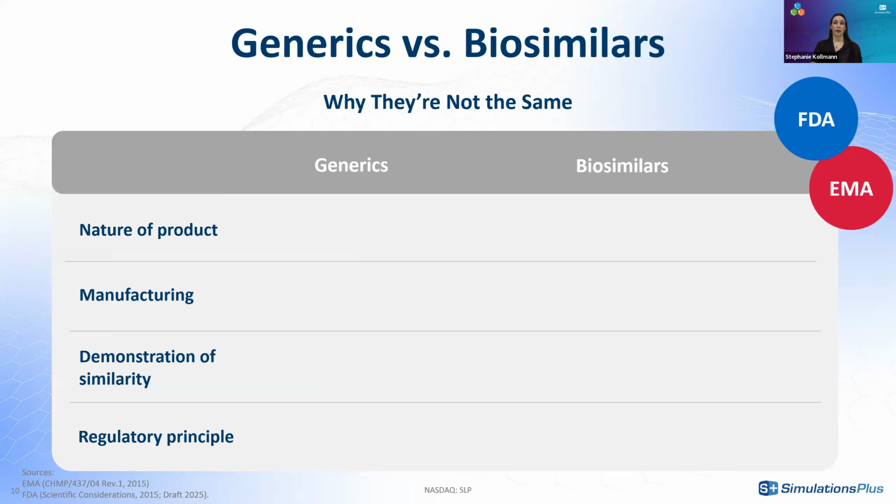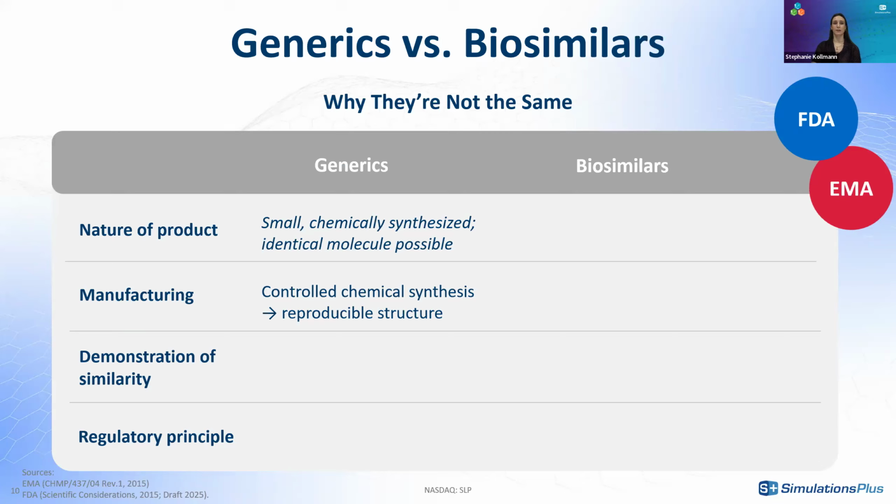So we have just discussed what's required to demonstrate biosimilarity. Now let's contrast that with traditional generics. So generics are small chemically synthesized molecules. Their structure can be fully defined, so an identical copy of the reference product can be made. The manufacturing process is straightforward and reproducible, and regulatory approval relies mainly on bioequivalence. If AUC, Cmax, Tmax match, the generic is considered the same.